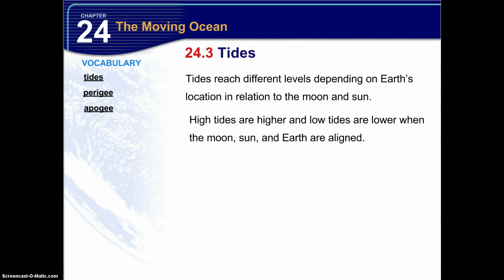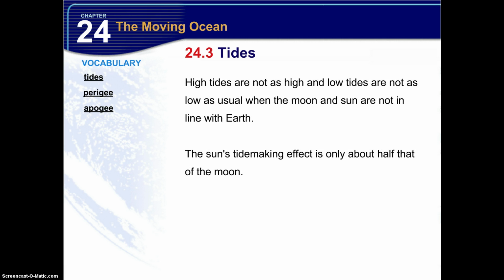Now, tides reach different levels depending on Earth's location in relation to the moon and the sun. High tides are higher and low tides are lower when the moon, sun, and Earth are aligned. High tides are not as high and low tides are not as low as usual when the moon and sun are not in line with the Earth. The sun's tide-making effect is only about half of that of the moon's.